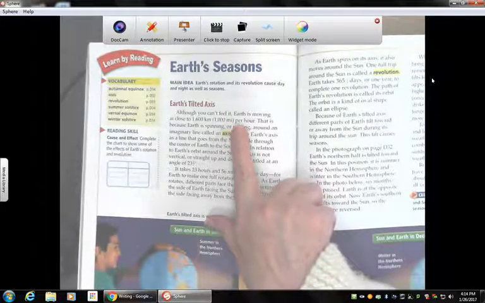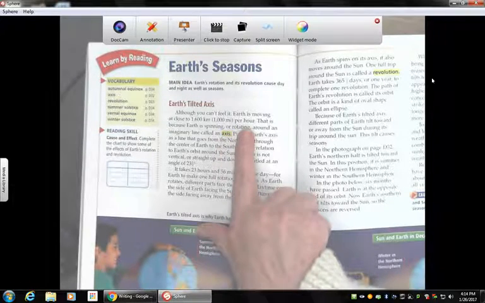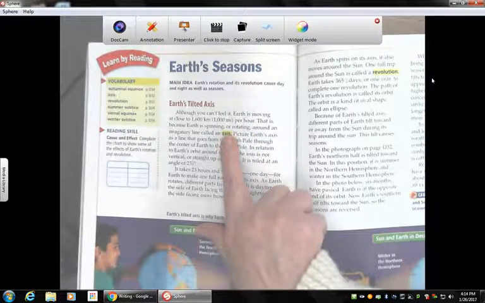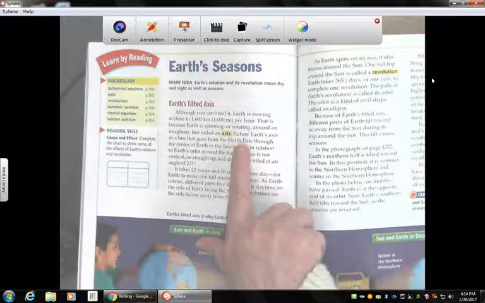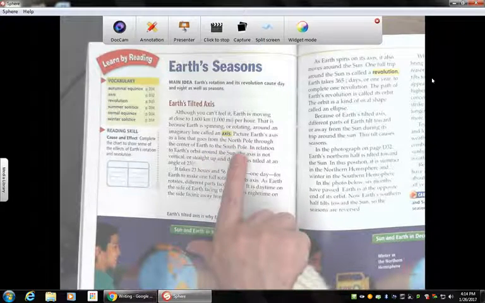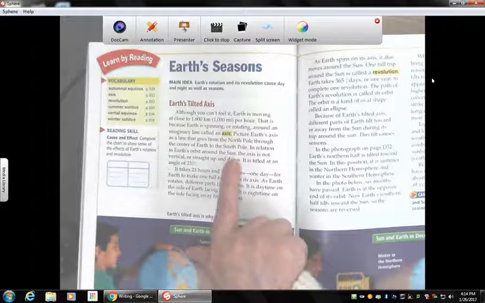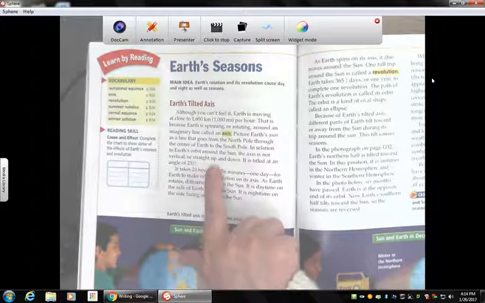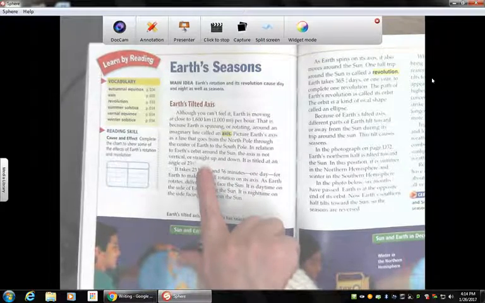Although you can't feel it, Earth is moving at close to 1,600 kilometers per hour. That is because Earth is spinning or rotating around an imaginary line called an axis. Picture Earth's axis as a line that goes from the North Pole through the center of the Earth to the South Pole. In relation to the Earth's orbit around the Sun, the axis is not vertical or straight up and down. It is tilted at an angle of 23.5 degrees.